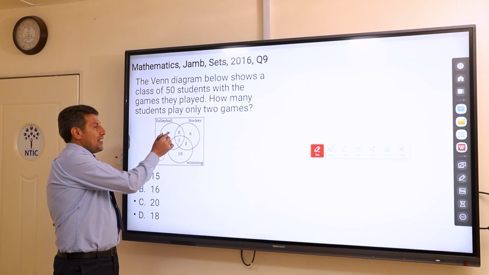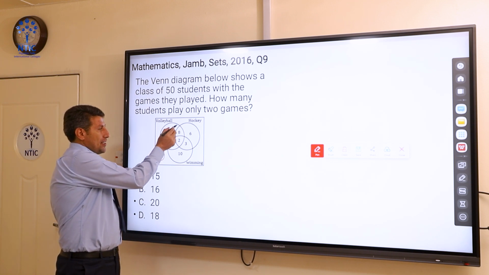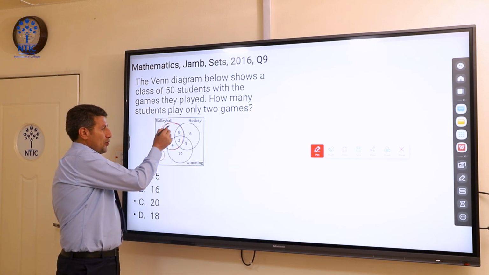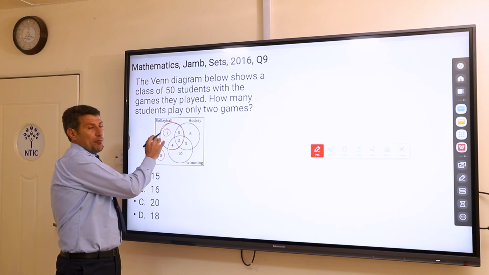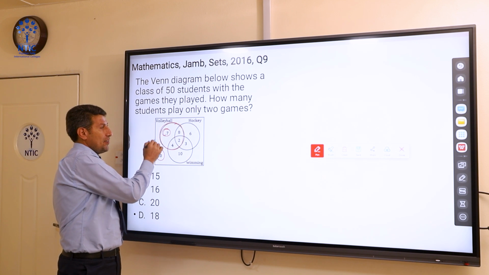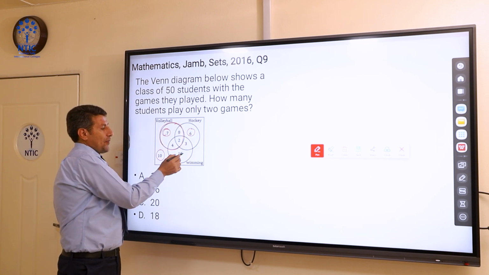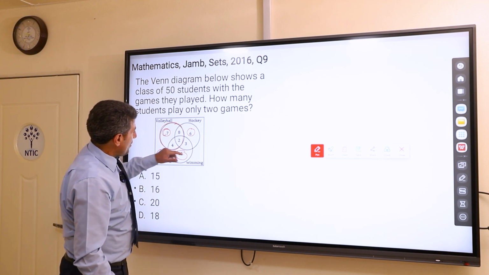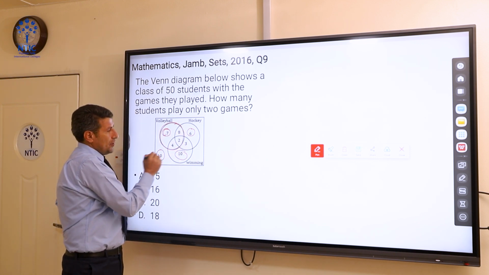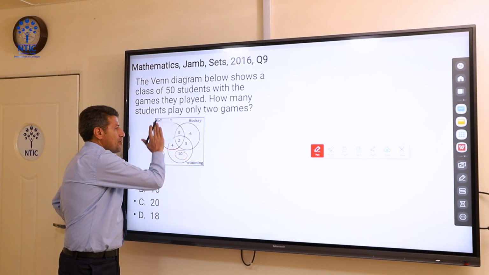The students that are inside only one set, you can see, when you draw your line, this 7 is only inside volleyball. So these students play only 1 game. This 7, 6, and 10. So if they ask you how many play only 1 game, you take these ones.